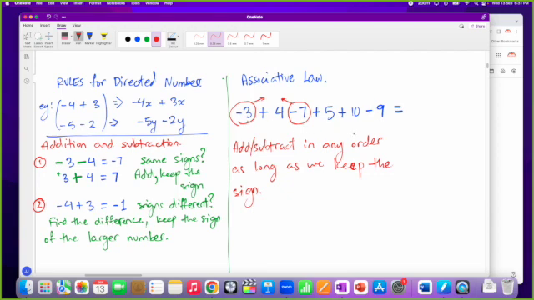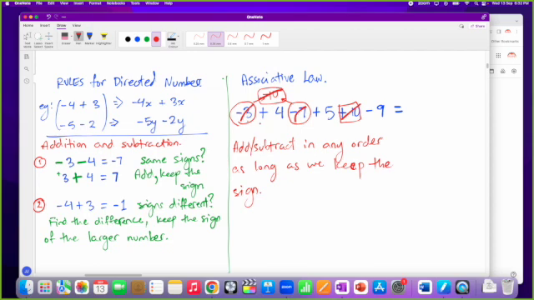I could add it in any order as long as I keep the sign. So negative 3 minus 7 is, the signs are the same, so I'll add it and I'll keep the sign, right? Negative 3 minus 7 is negative 10. So I could cross off that and make it negative 10. But then I have this negative 10 and this plus 10. So plus 10 minus 10, well, that will cancel and give you 0.